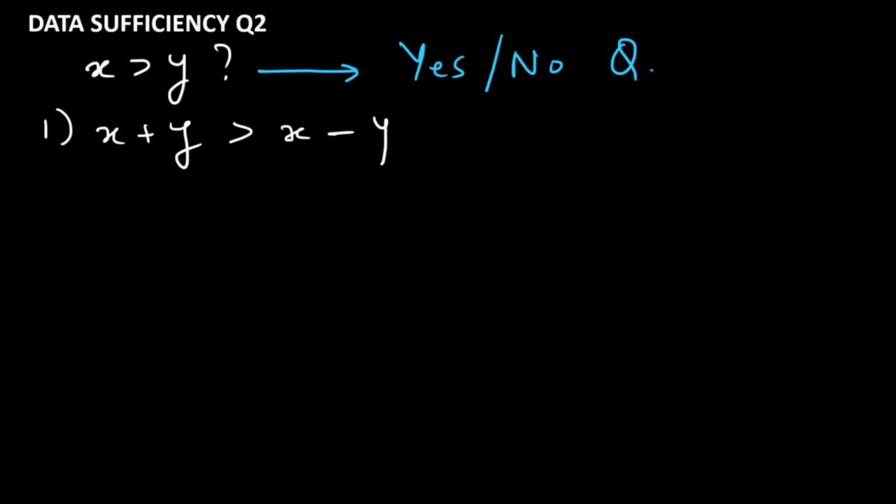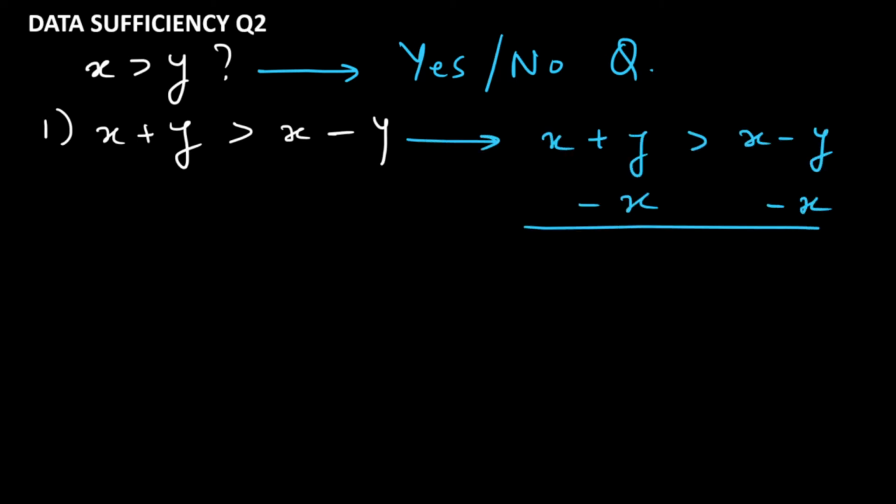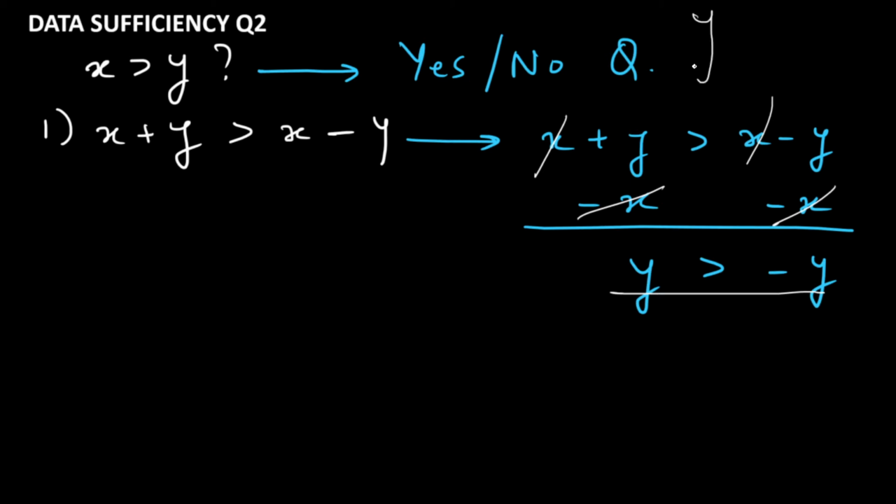Now I can subtract x from the left hand side and the right hand side, right? Now if I do that, you will see that I get y on the left hand side and I get minus y over here, right? This x and this minus x cancel out and the same happens over here. So I am left with y greater than minus y, right? Now if y is greater than minus y, what does this mean? It means that y is positive, right? For example, 2 is greater than minus 2, but it does not give me any information about x.